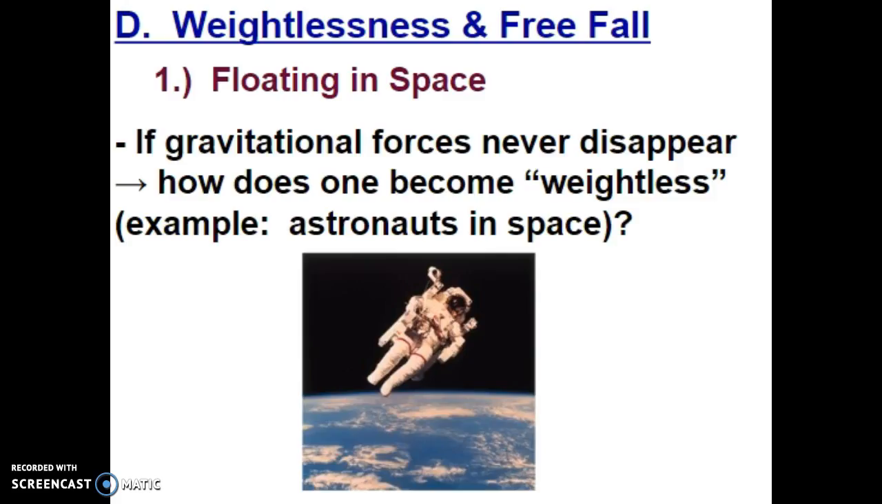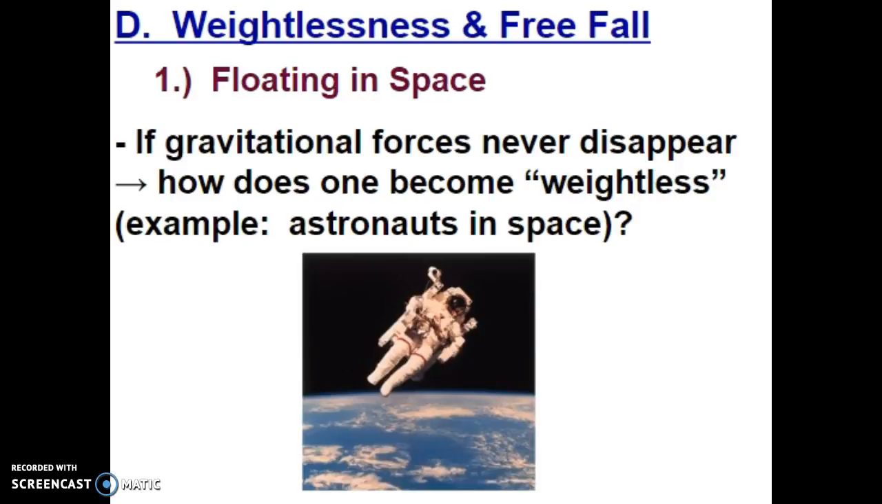So when we discussed gravity and we talked about the acceleration of objects near Earth's surface, and how the gravitational force of that 9.8 meters per second squared is the falling force of objects near Earth. So how would weightlessness or free fall occur?